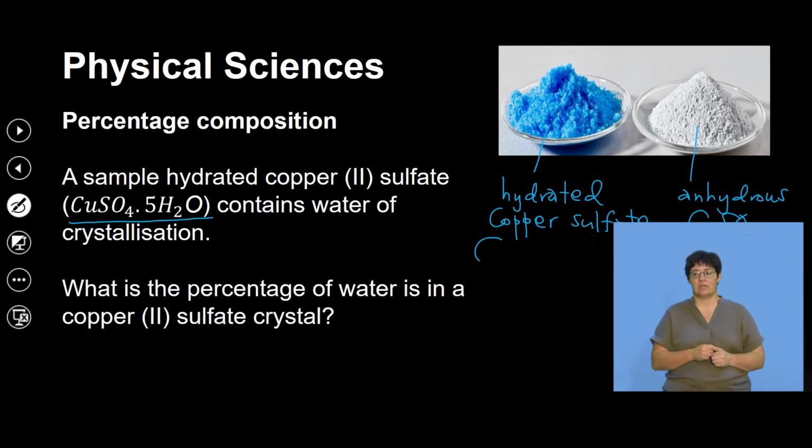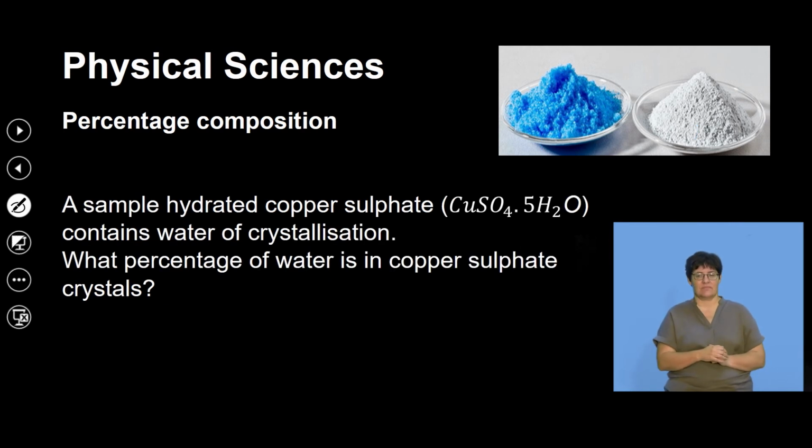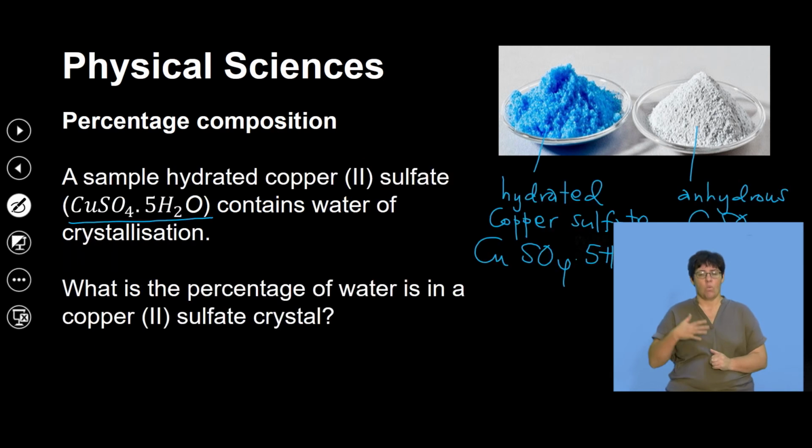So this other one will be CuSO4, but it contains the water of crystallization, while the other one does not. So what is the percentage of water in copper 2 sulfate crystals? That's what we want to determine. First of all, we need to be in a position to determine the molar mass of copper sulfate, including the water. And then after that, we are able to say what percentage of that is actually water.